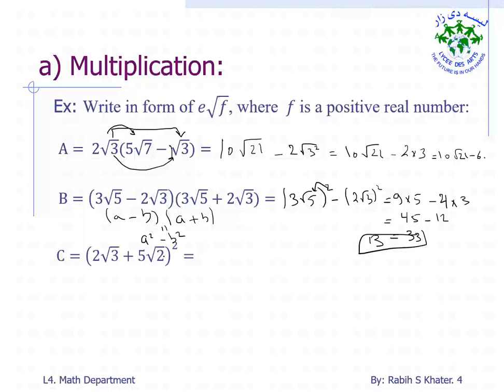Now for the last question. Now notice that this is the square of a sum. It's A squared plus double AB plus B squared. So here we will apply the formula to get 2 radical 3 all squared plus the double of A, which is 2 radical 3, times the B, which is 5 radical 2, plus 5 radical 2 all squared.